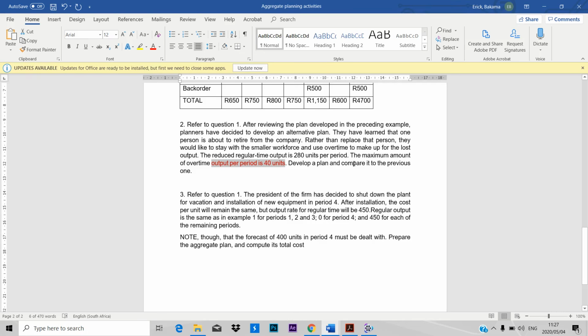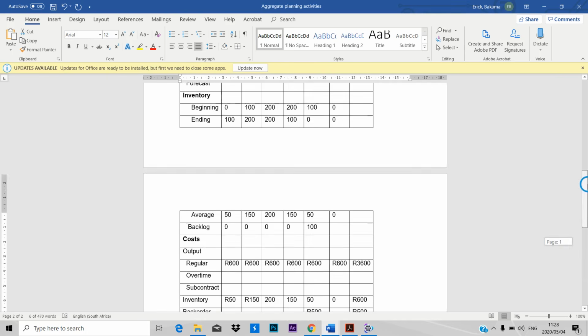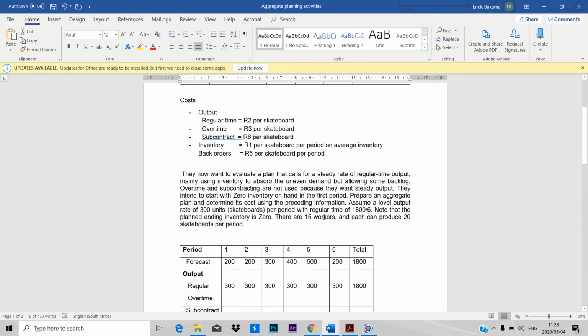They say to develop a plan and compare it to the previous one. In short, before, they were working normally with all the employees they had. Remember, they had 15 workers producing 300 units per period. But now one of them is retired and the company does not want to hire someone else. So instead we will pay overtime to workers so that we can match the demand.